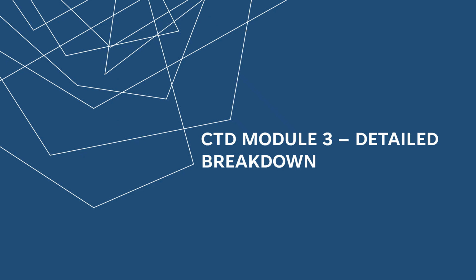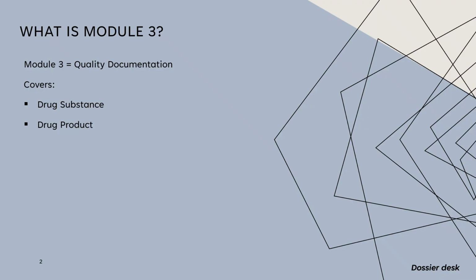In this video, we will take a detailed look at Module 3 of the Common Technical Document, which focuses on quality. Module 3 is considered the backbone of the pharmaceutical dossier. Module 3 provides complete information about the quality of both the drug substance and the finished drug product. It ensures consistency, safety, and compliance with the regulatory standards.